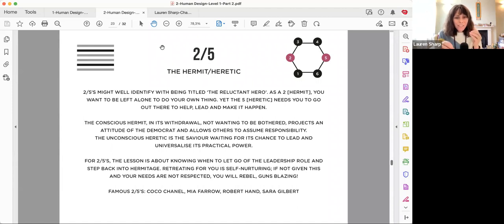So it's about here, knowing when to step into the leadership role and when to retreat back. Because if that respect is not given, there's going to be pushback. There's going to be this uncomfortable energy play that takes place.